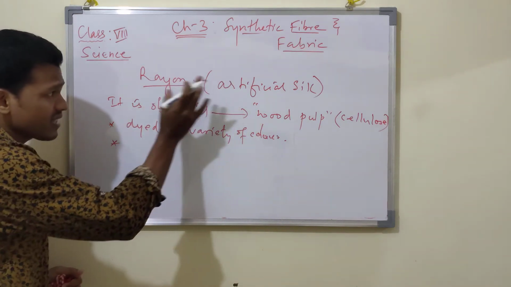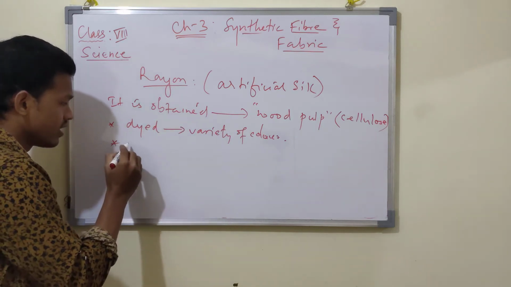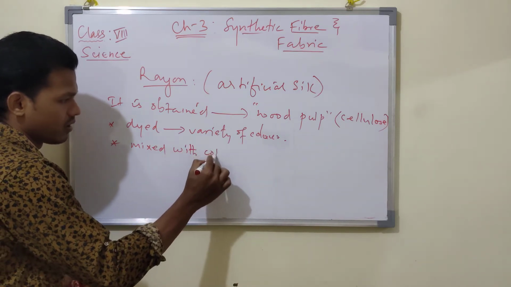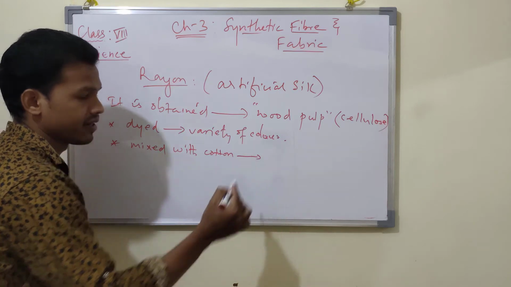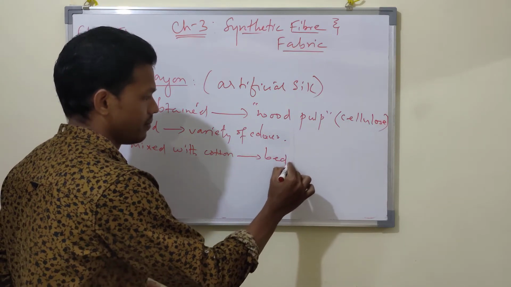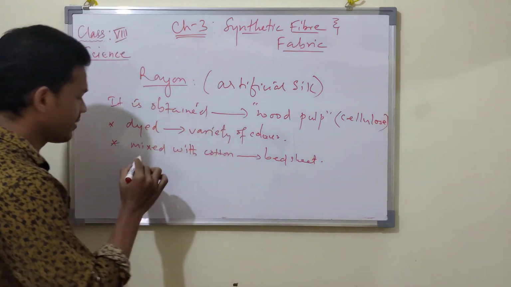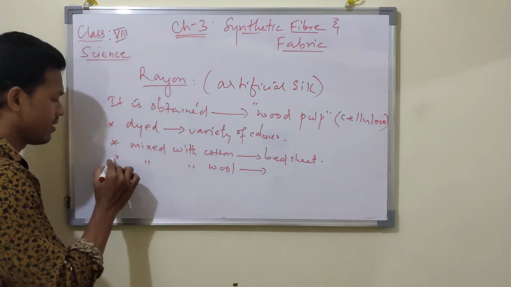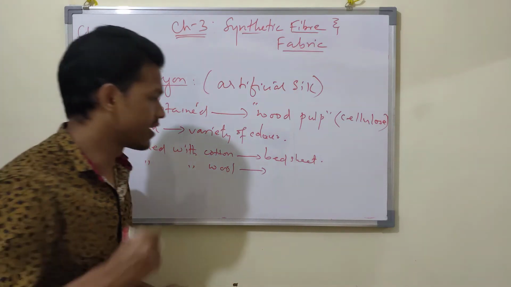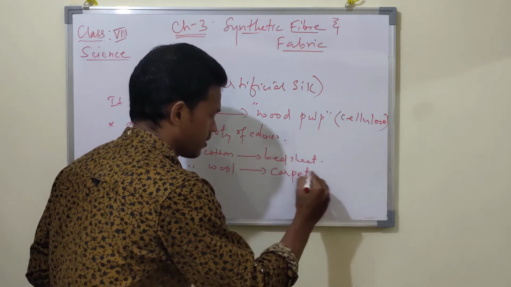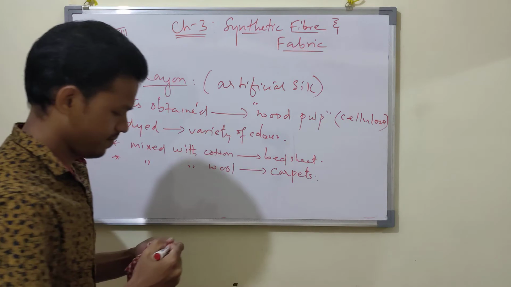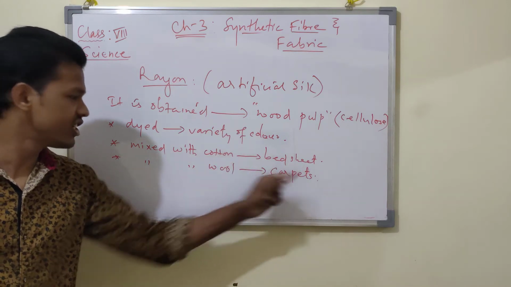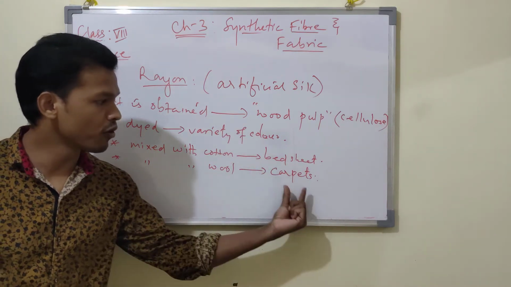Also, this artificial silk is mixed with cotton for making what? Bed sheets. It can also be mixed with wool for making what? Carpets. So it can be blended with cotton to make bed sheets, and blended with wool for making carpets.